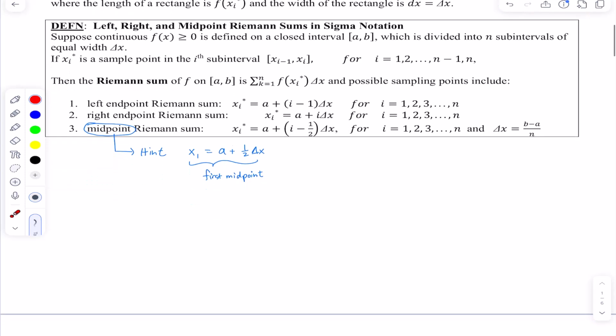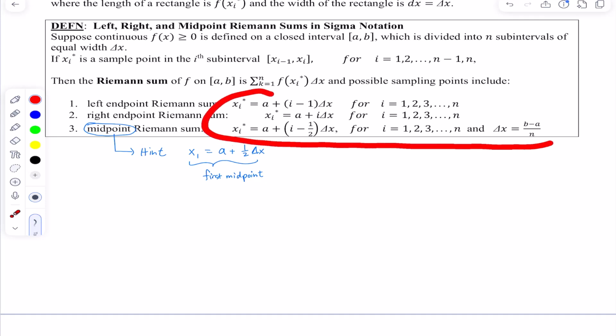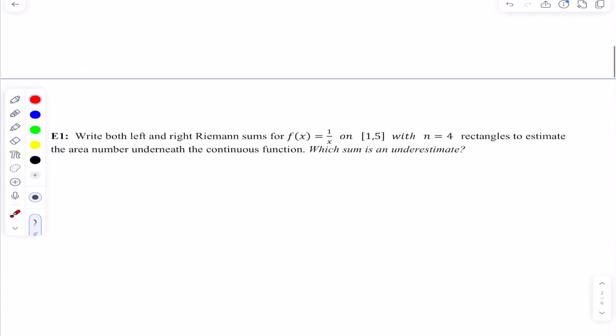Here is the definition of a Riemann sum, and we typically study the first few sampling points. And those sampling points include a left endpoint Riemann sum, a right endpoint Riemann sum, or a midpoint Riemann sum. Now at first these formulas look daunting, but our rectangles are usually few. We're not going to draw too many rectangles. Let's go ahead and begin with an example.